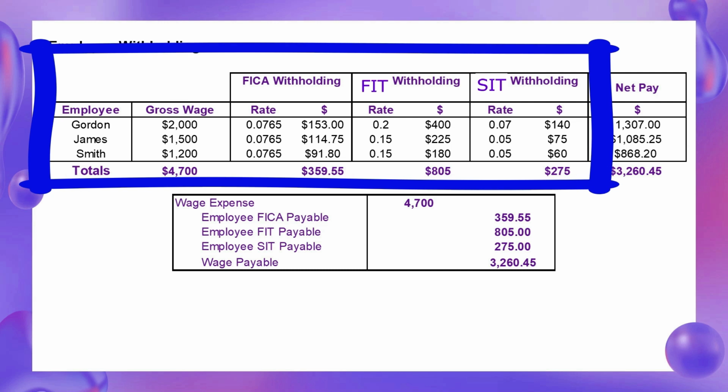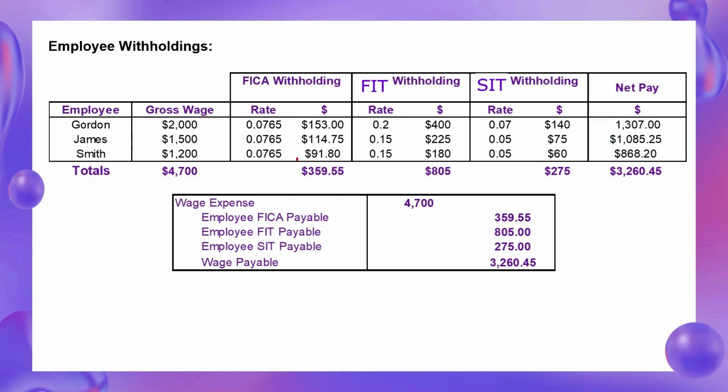If we use simply this information, as long as we're doing well in our math, we can calculate the total amount of FICA that will be withheld from the employees' payroll checks, including the total federal income tax and state income tax. The total FICA withholding is $359.55. That's a withholding from the total gross salary and wage of $4,700. The federal income tax withholding on all 3 of these employees combined is $805, with the state income tax withholding at $275. Okay, how are we going to reflect this particular payroll?